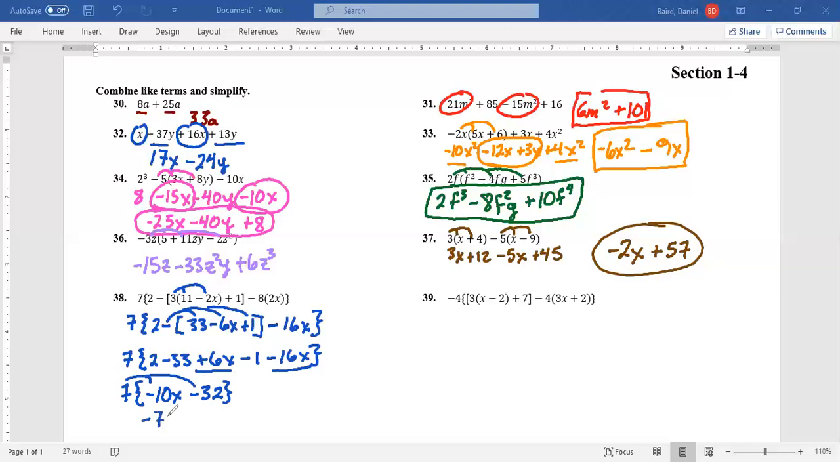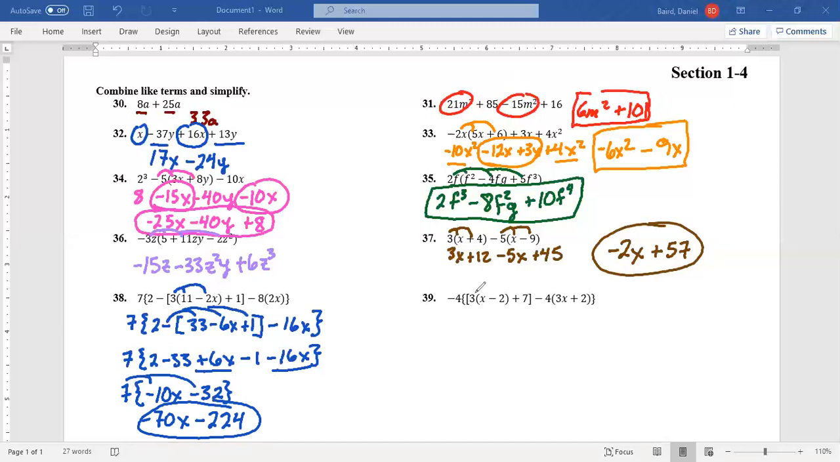All righty, good. Now when we jump the 7 in, that's not so bad. That's negative 70x minus, let me see, 7 times 30 is 210, and 7 times 2 is 14. So negative 224 is what it looks like there. Good. All right, number 39.